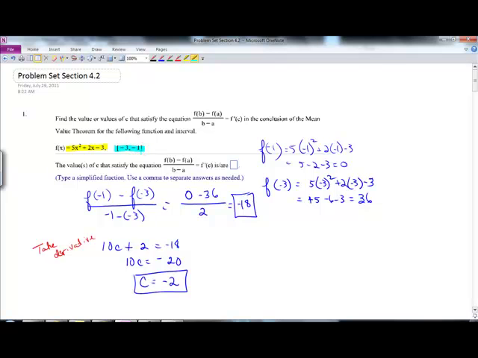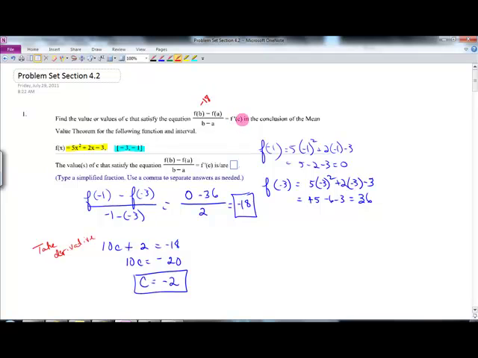All right. So what you want to do is find f of a and f of b. So that's what's done over here, f of -1, and that means, of course, just plugging it in, and we got 0, and f of negative 3 is 36. So it's 0 minus 36 over b minus a, so that's negative 1 minus a negative 3, so we have 2. So we get negative 18. So this part is equal to negative 18.